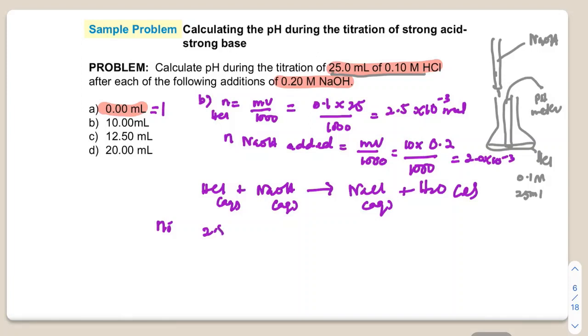And then our reaction table consists of the n initial. HCl is 2.5 times 10 negative 3. Sodium hydroxide is 2 times 10 negative 3. And NaCl initially is 0. H2O dash.